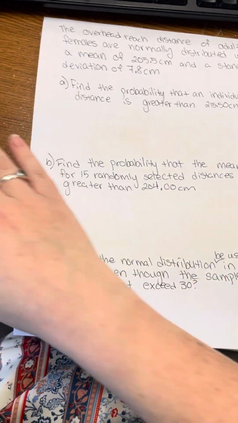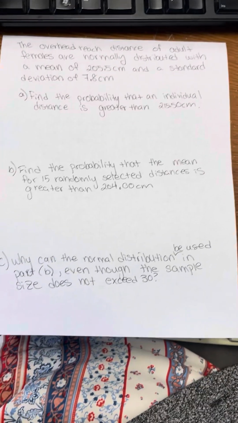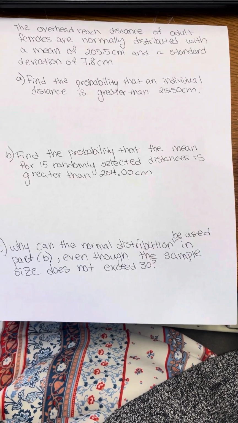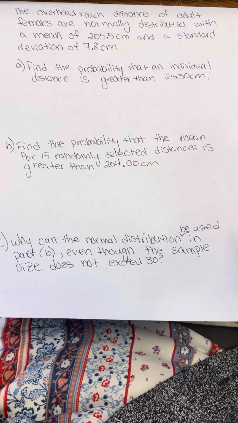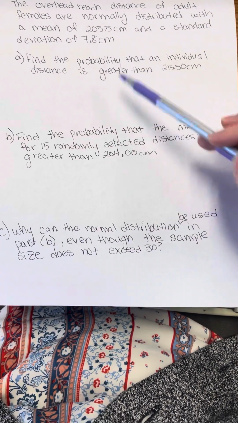So I took a question from the homework, and I'm going to solve this with you. It says the overhead reach distances of adult females are normally distributed with a mean of 205.5 centimeters and a standard deviation of 7.8 centimeters. So I have three questions.